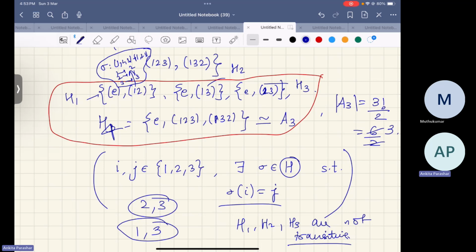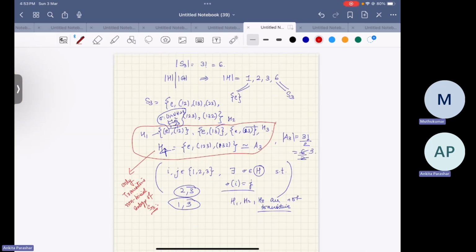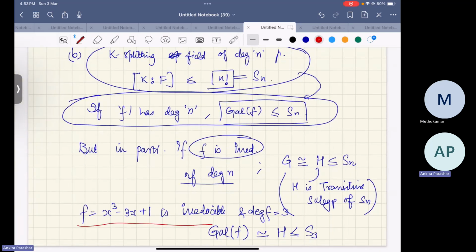But what about H4? In H4 you can find it. So this is the only transitive non-trivial subgroup of S3. You agree? So now going back, this is a degree 3 polynomial, and we know by the result that the Galois group of this is isomorphic to a transitive subgroup of S3. And what is that? Can you say that?